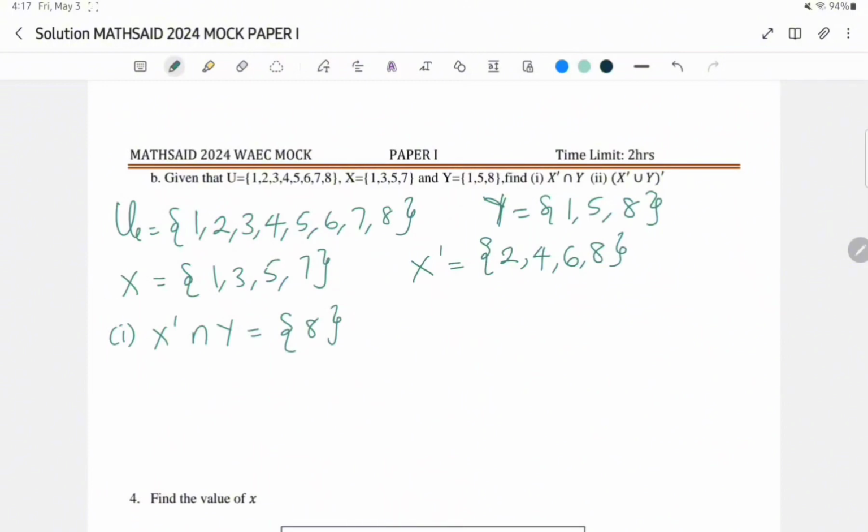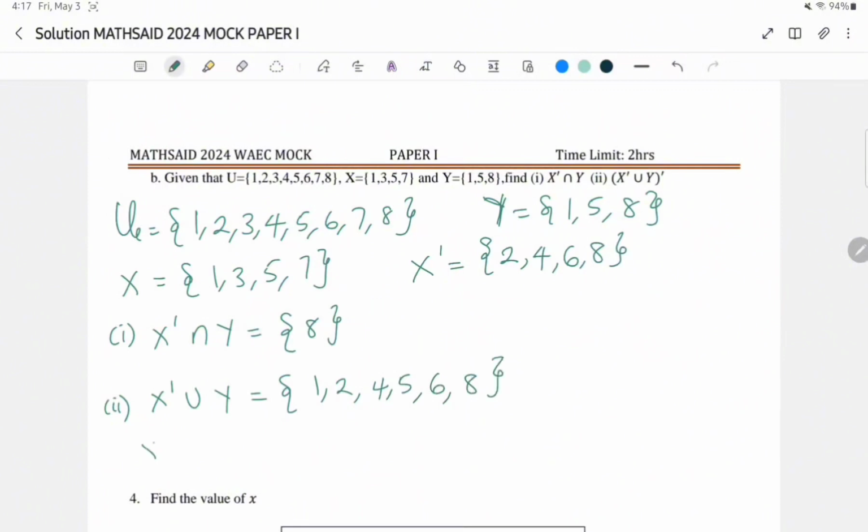For the second part, X complement union Y, everything, then the complement of everything. So we have to find X complement union Y. When we have union, that means we are merging two or more sets together without repeating the common values. So X complement union Y is going to be 1, 2, 4, 5, 6, 8. We are not going to write that 8 twice.